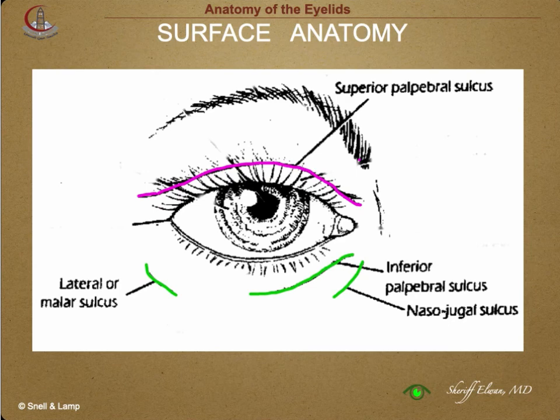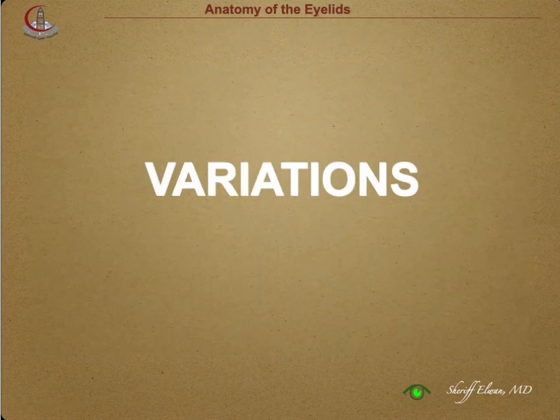On the lower lid, there is a corresponding inferior palpebral sulcus and lateral malar sulcus and the nasojugal sulcus. The inferior palpebral sulcus is the one immediately corresponding to the superior palpebral one, and the lateral is a faint fold, and the nasojugal sulcus is a faint one that might be exaggerated in old age to give what is known as the tear trough deformity that cosmetologists and ophthalmic plastic surgeons have to deal with.